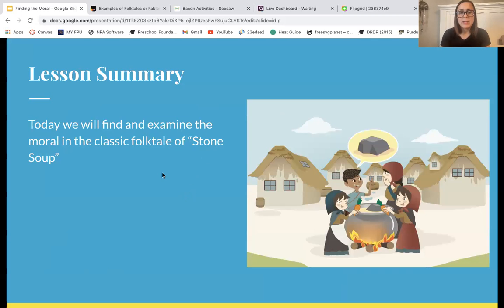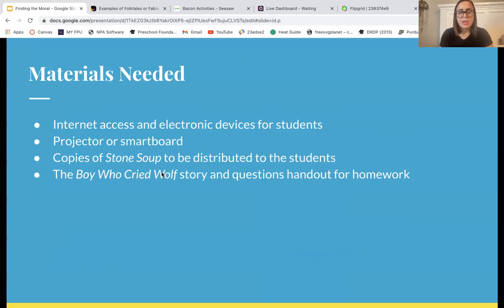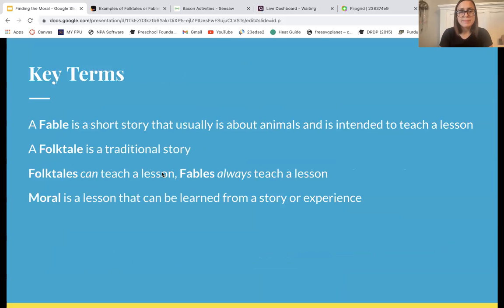Here's the lesson summary, and what we're going to do is find and examine the moral in the classic folk tale of Stone Soup. These are the learning objectives and standards, the materials needed, and then we would go over the key terms of what a fable, folk tale, and a moral is.